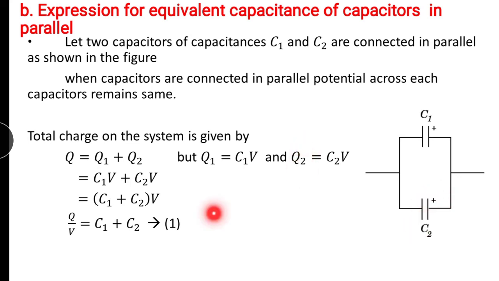Now we can write the total charge on this system as Q equals Q1 plus Q2. Charge is equal to capacitance into potential, so Q1 is equal to C1 into V and Q2 is equal to C2 into V. If I substitute the values of Q1 and Q2 in this equation, we get C1V plus C2V. Now take V as common, we get (C1 plus C2) into V. Take this V to the left hand side so that we get Q by V, which is equal to C1 plus C2. Let us call this equation number 1.